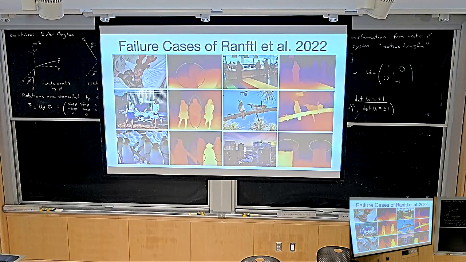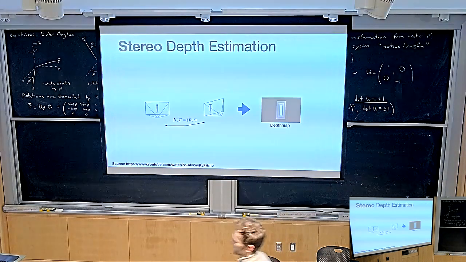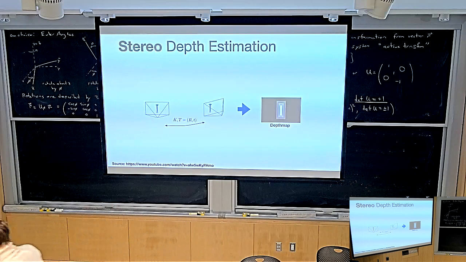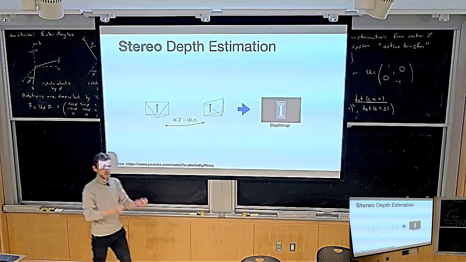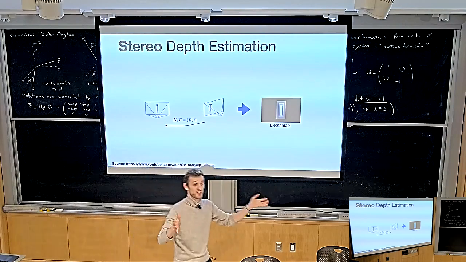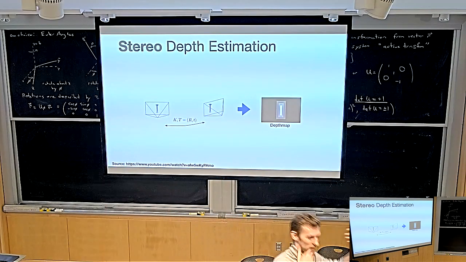Good. So we're going to get back to monocular depth estimation in a moment, but first we're going to talk about stereo depth estimation. So what is stereo depth estimation? Stereo depth estimation is when you have two images and you want to get the depth, and you assume that you have the camera pose.